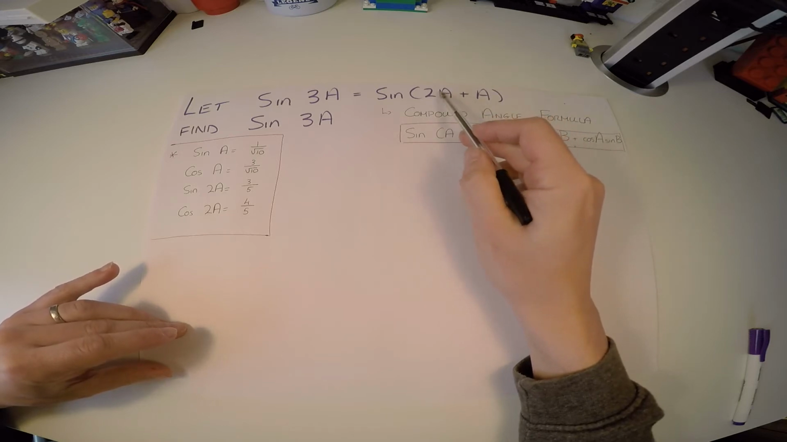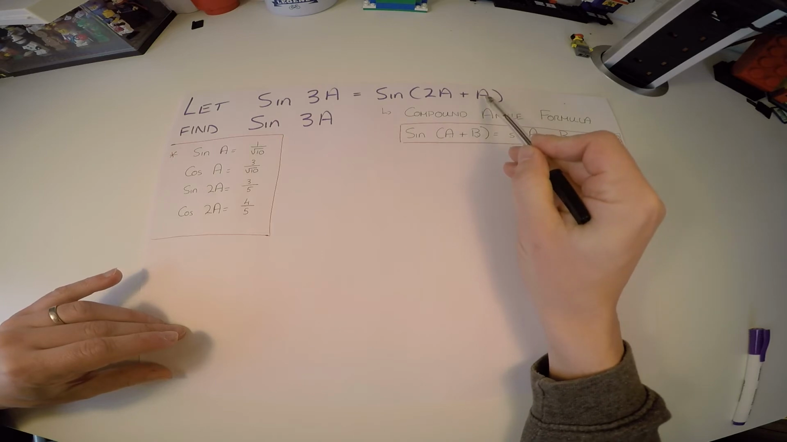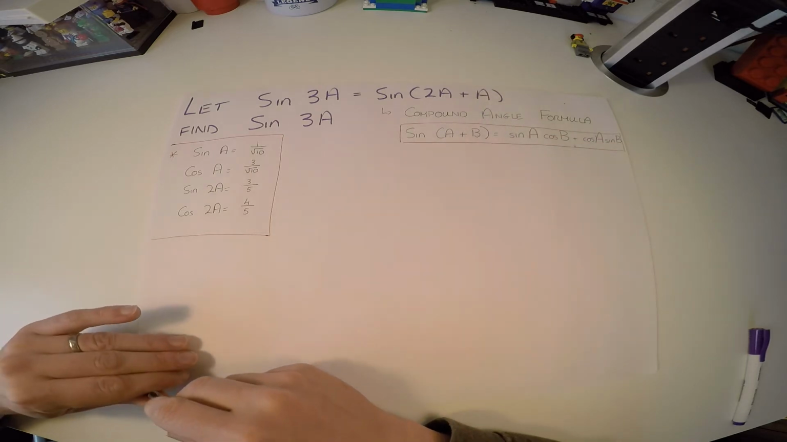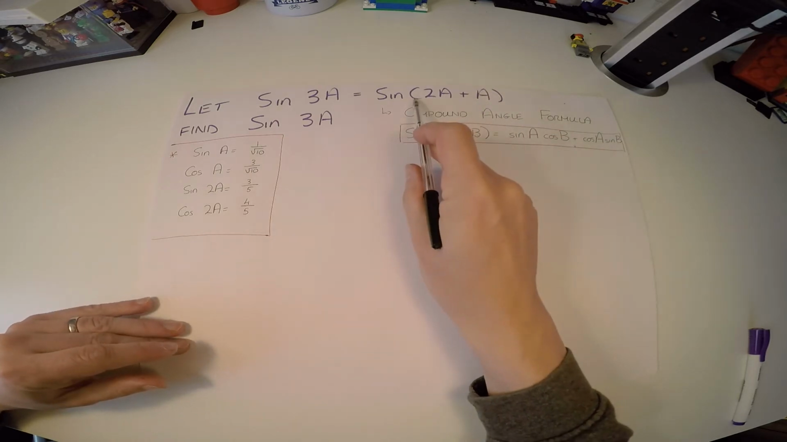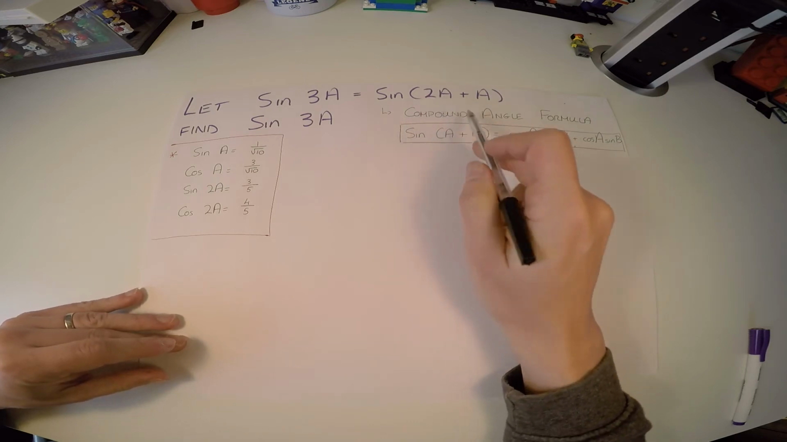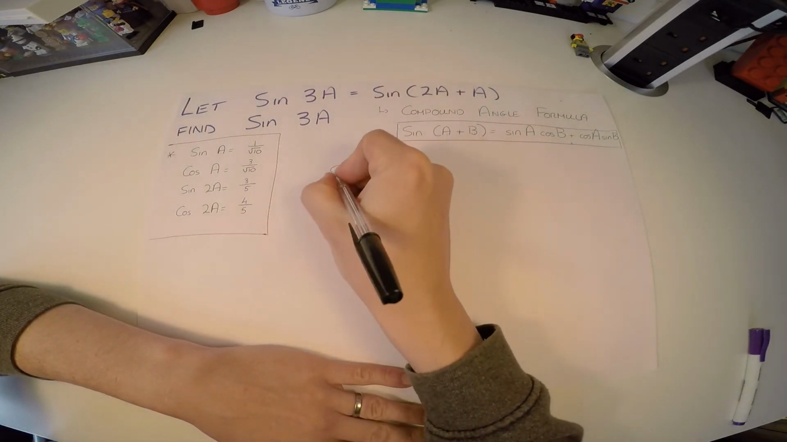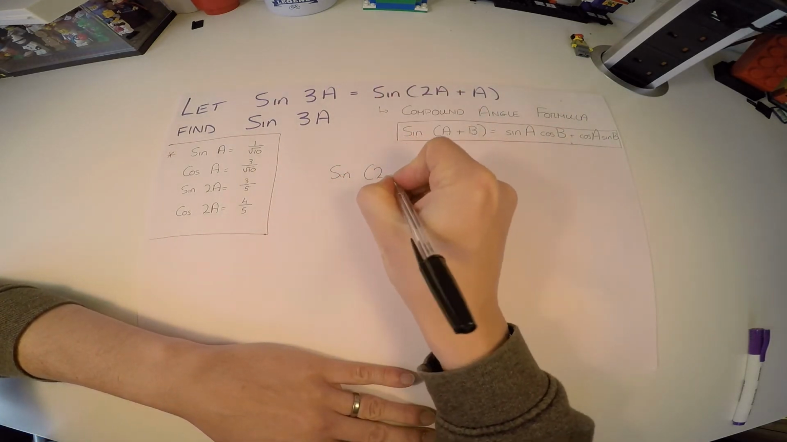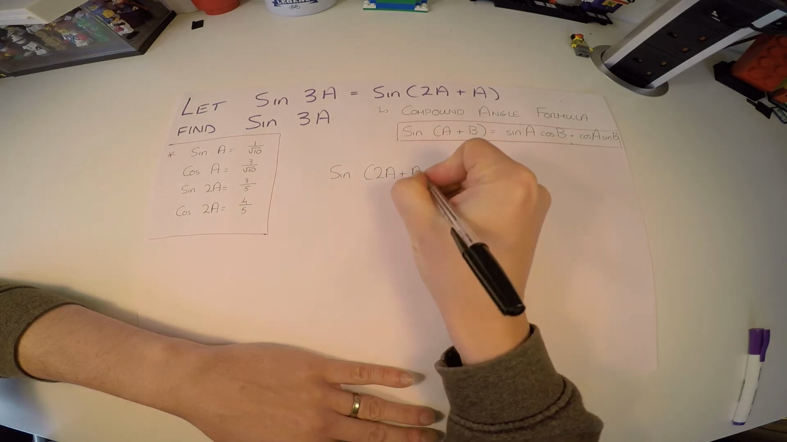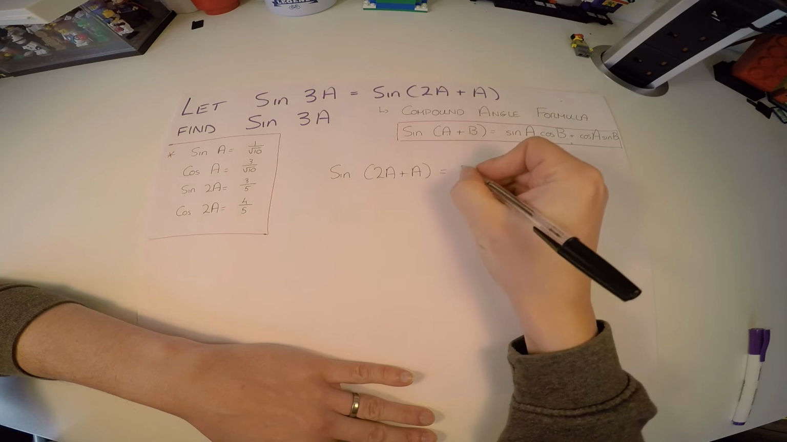So when you look at something like this, we have some stuff A, some stuff B. Our A matches up with our 2A here, and our B matches up with our A singular here. So what we can do is change this using this identity, but instead of using A, we're using 2A, and instead of using B, we're using A. So that would mean that the sine of 2A plus A is now equal to sine of the first stuff, which is 2A here.